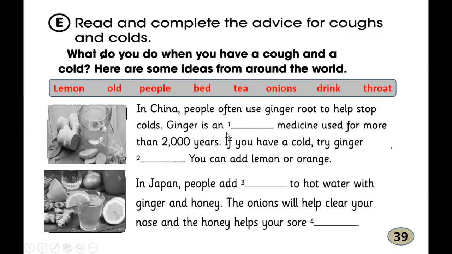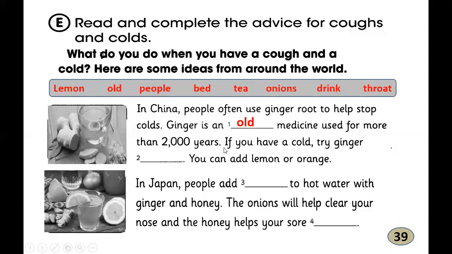Ginger is an old medicine. Notice I put an here, it precedes old because old begins with a vowel letter. So ginger is an old medicine, used for more than 2000 years.